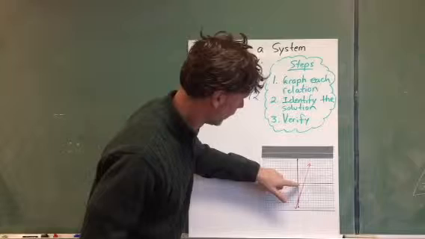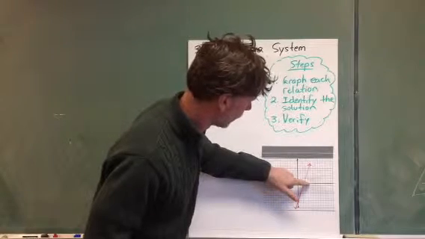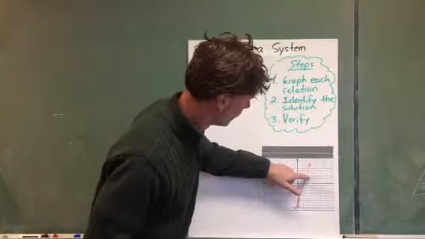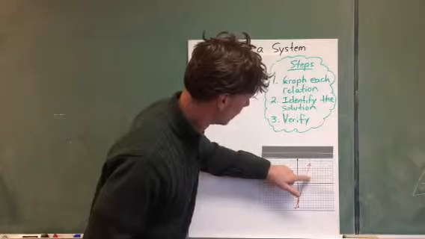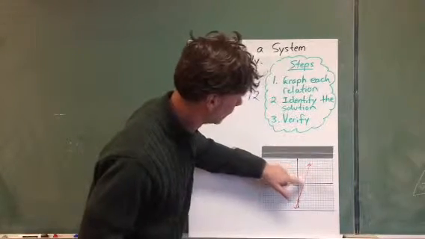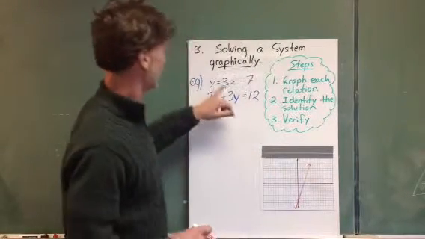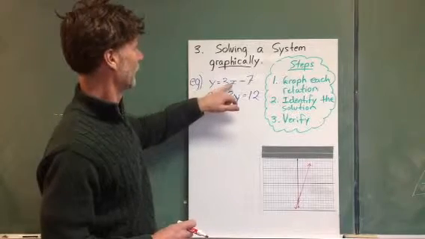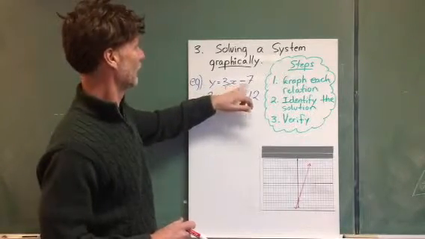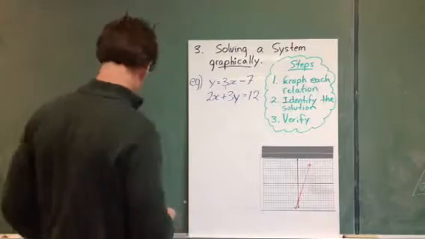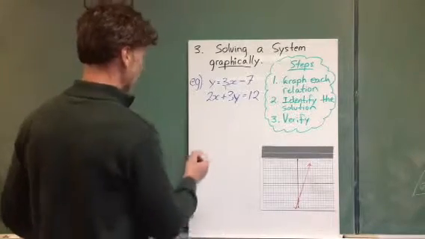Okay, so the point (4, 5) should work in here. Let's see. 3 times 4 is 12, minus 7 is 5. Yeah, it works. Okay. Now let's graph the other one.